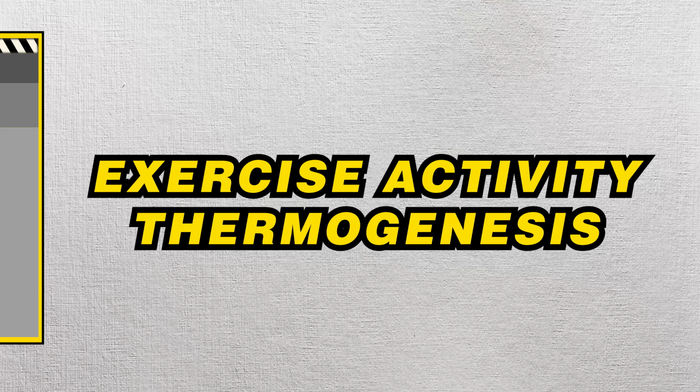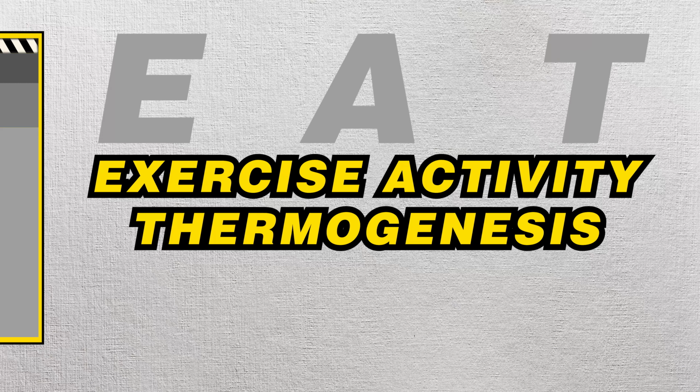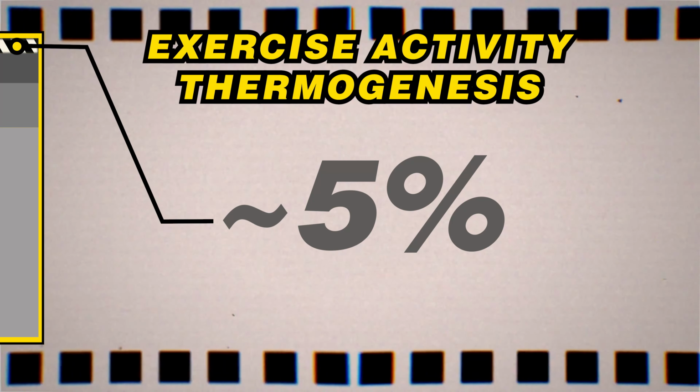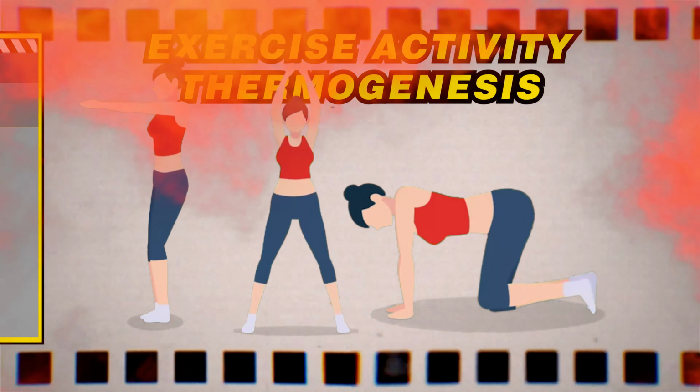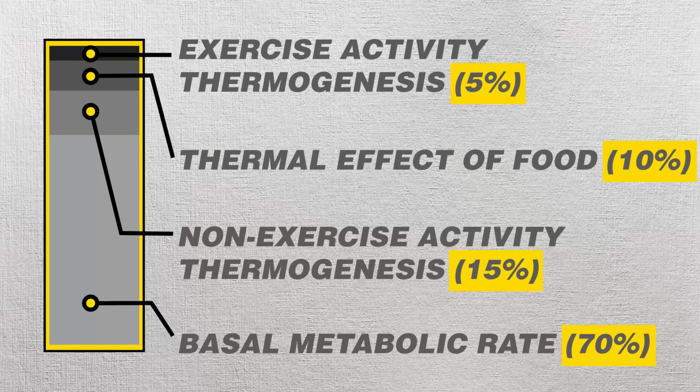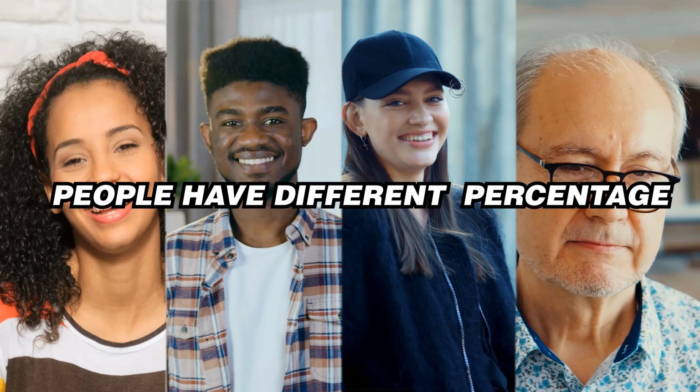Exercise activity thermogenesis, also known as EAT. It takes around 5% of your TDEE. It is the energy our body needs to exercise. All the percentage here are generalized. It is different from person to person.